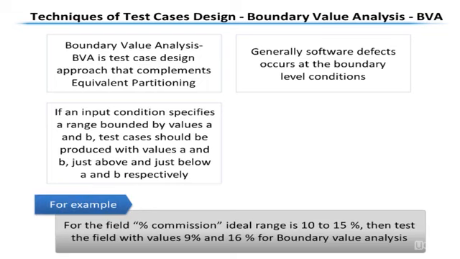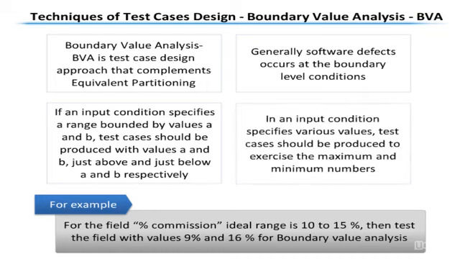For example, for the field commission, if the ideal range is 10 to 15%, then the test value of this field would have values like 9% and 16% for boundary value analysis. Now you can understand how to develop test cases for effectively finding defects. If the input data spills on either side, then a proper user-friendly message should be populated by the system instead of any exception. For example here, if the commission is suggested as 20%, then the system should show a user-friendly message like commission should be in the range of 10 to 15%.